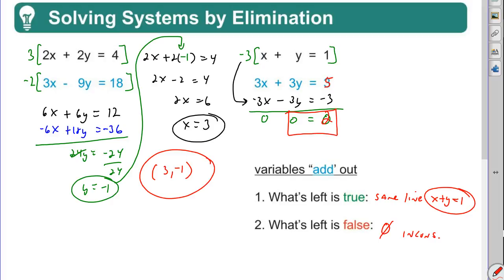So the elimination method. I covered a couple things here. The idea of getting one of the variables to add out so that you can then solve for the other variable. What happens if your variables disappear? Well, you've got to read what's left. If what's left is true, it's consistent and dependent, the solution is the line. If what's left is false, it's inconsistent, there is no solution. Hey, that's it.